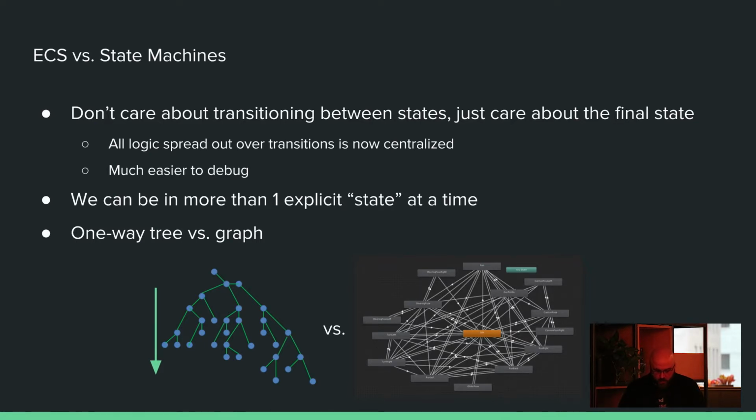Okay, back to what I was talking about before, some of my gripes with the tried and tested ways we use to create games. Entity component systems versus state machines. I love how in ECS I don't have to care about transitioning between states. All I care about is the final state. If we're in this state in the middle here, I then have to worry about all the different transitions that I can make out of that state.